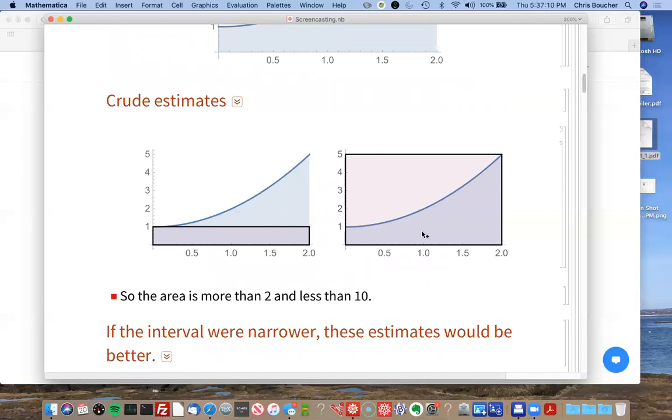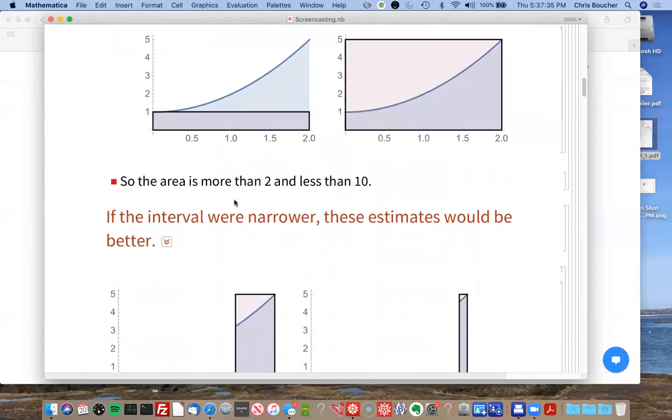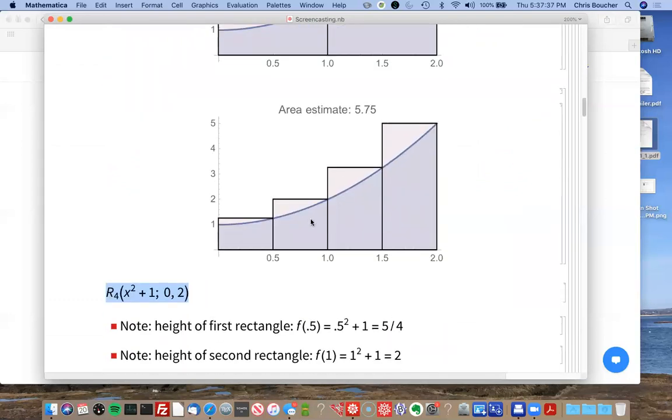There's no reason to think that one is necessarily better than the other. Notice that what we're really doing here is, on the right in this picture, I'm drawing the top of the box using the function value at the right endpoint of the interval, whereas on the left, I'm drawing the top of the box using the function value at the left endpoint of the interval. We'll call this kind of approximation a right Riemann sum, or a right-hand approximation, and we'll call this kind of approximation a left-hand approximation.